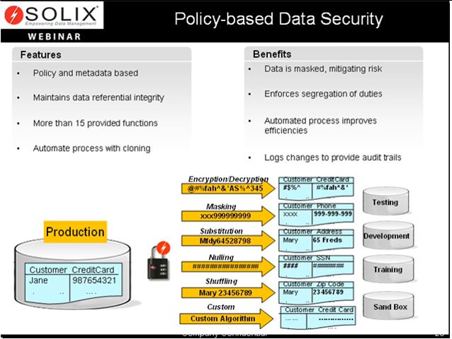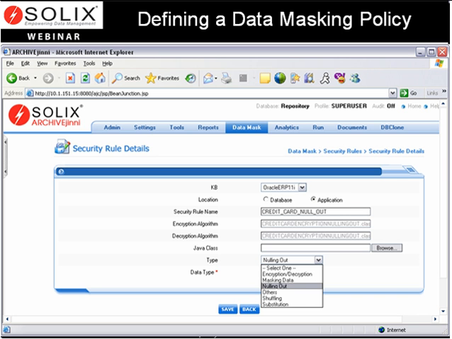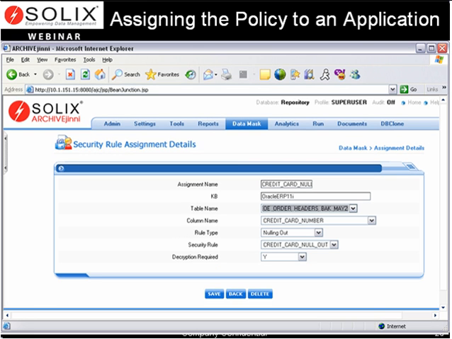Defining a masking policy is as simple as a drag and drop, point and click process. The knowledge base is selected, and the security rule is defined, such as in this example, credit card null, so we will be nulling out credit card information in a particular table. And then when we deploy that policy, we map it to the specific business application and the tables that contain the credit card information.